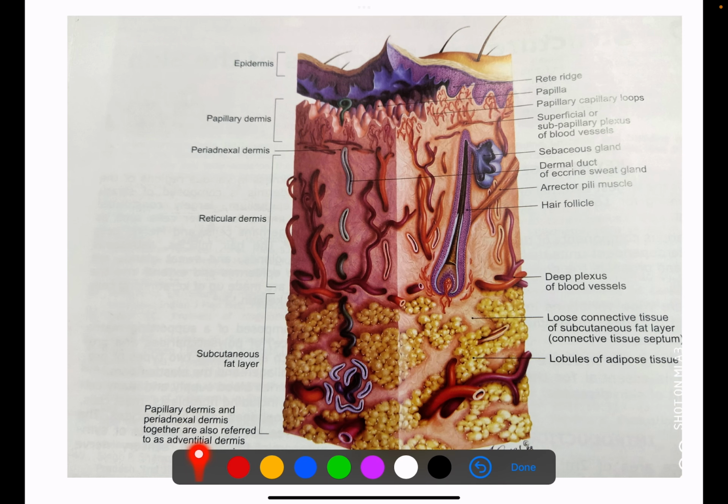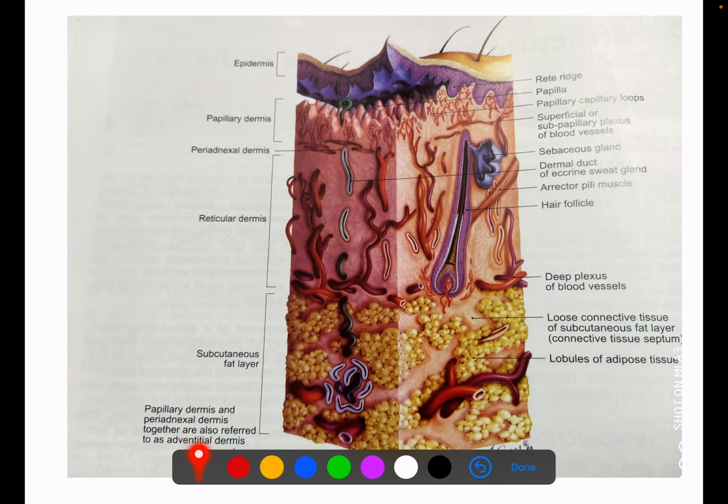So this is the skin. We have here the epidermis, the dermis, and the subcutaneous fat. The epidermis is extracted over here; you can see we have separated the epidermis in this image. And what are the parts of the dermis? There is the papillary dermis. Then we have the periadnexal dermis. These both together can also be called adventitial dermis. Then we have the reticular dermis, just below the papillary dermis. Then we have the subcutaneous fat layer.